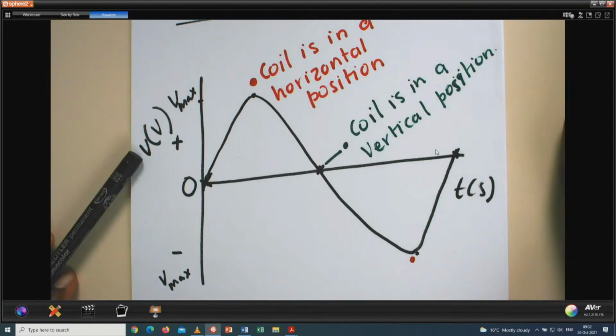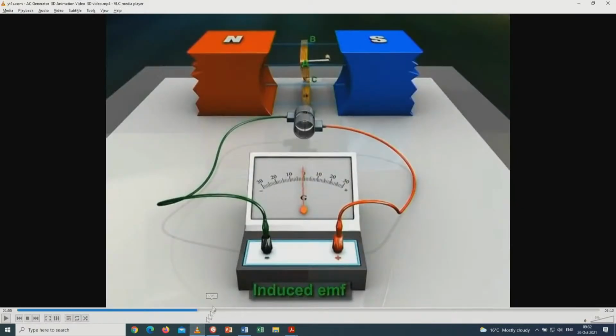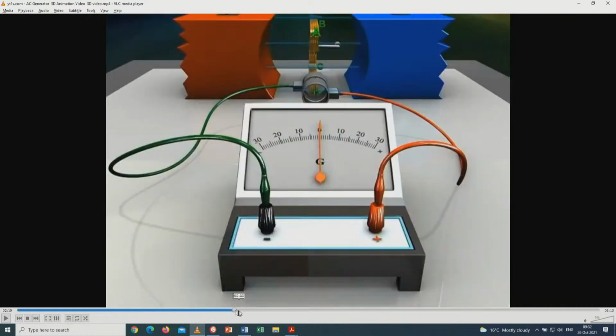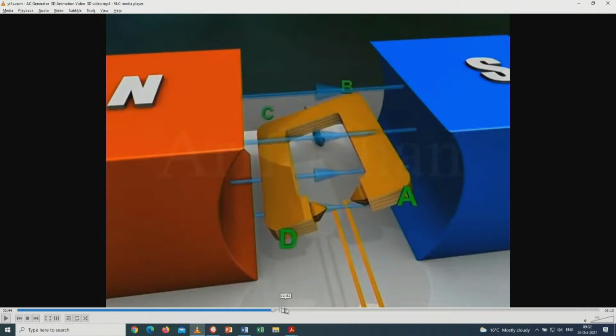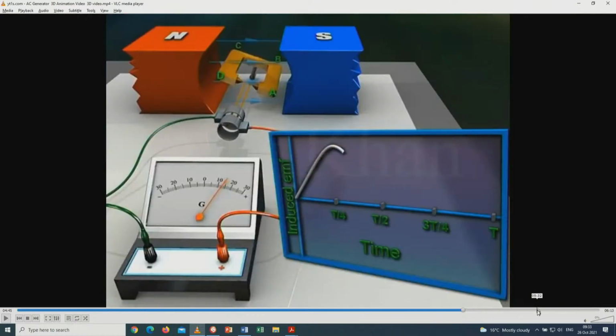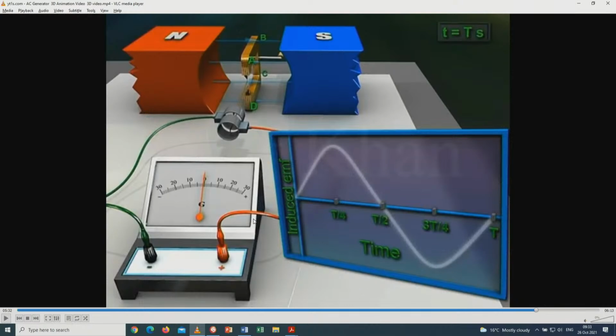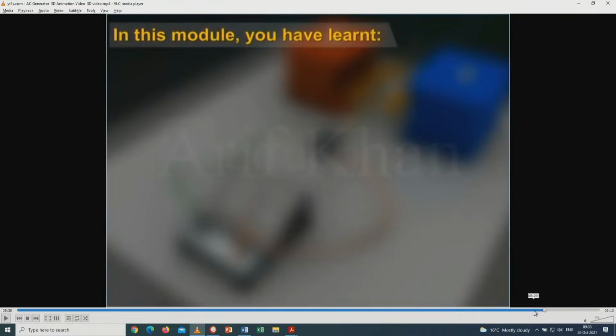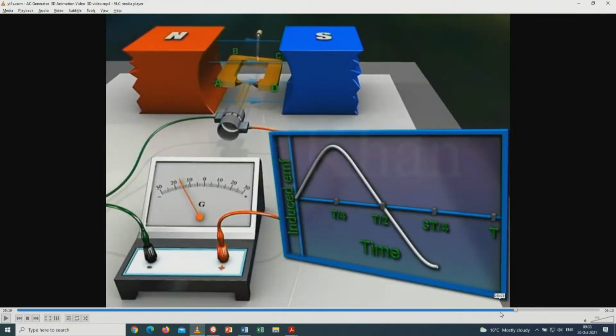And then the next thing is, this one is an AC generator. I think I have nicely found a link here. These 0 points correspond to the vertical position of the coil, and the horizontal points correspond to the maximum induced EMF.